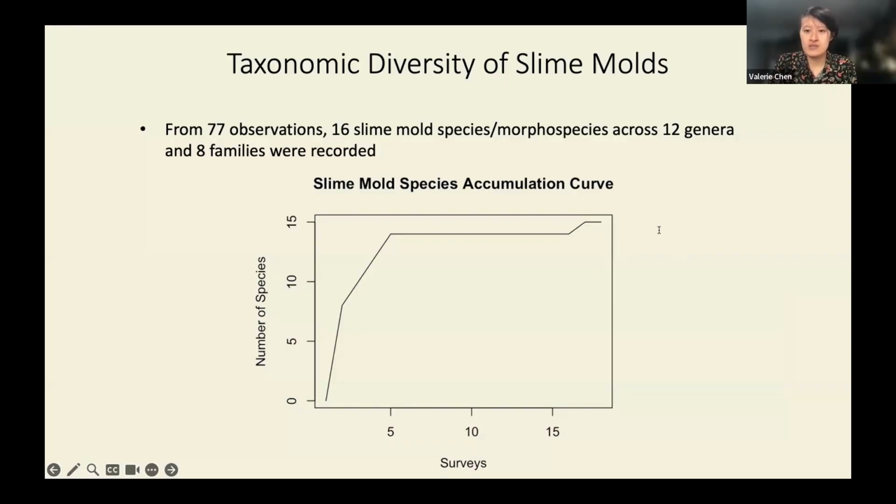I recorded a species in the last month of my survey during May that I hadn't the previous year, so there's definitely some more slime molds to observe if more surveying was done.